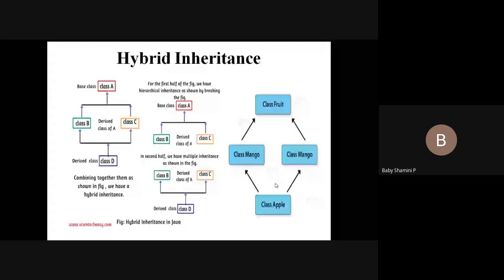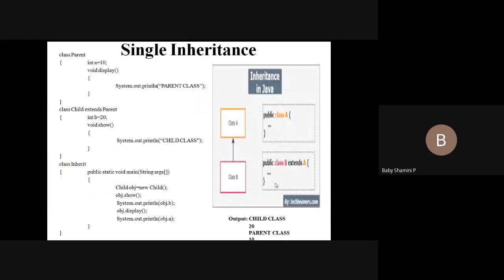So next one, single inheritance. This is an example. So first one, class A. Inside we have a derived class, that is class B. Public class A, inside we have methods and data, and from class B we extend the properties of class A. So this is a single inheritance.